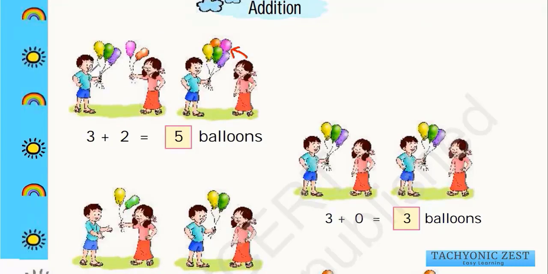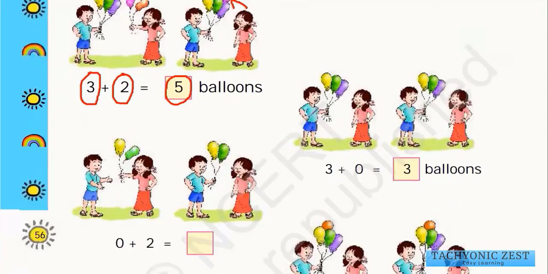So let us see. The boy initially had 1, 2, 3. So the boy in the starting he had 3 balloons, and the girl in the starting she had 1, 2 balloons. Now the girl gave all her balloons to the boy. So the boy finally has how many balloons? Let us count. 1, 2, 3, 4, 5. So the boy finally has 5 balloons with him.